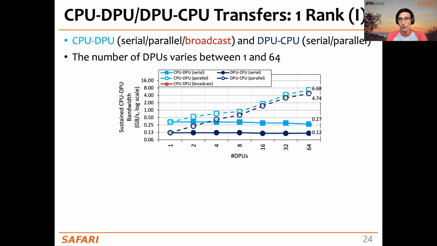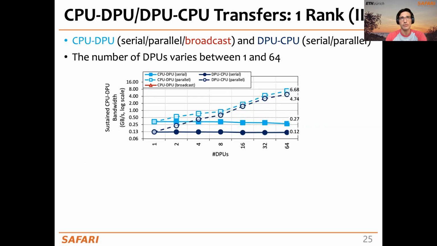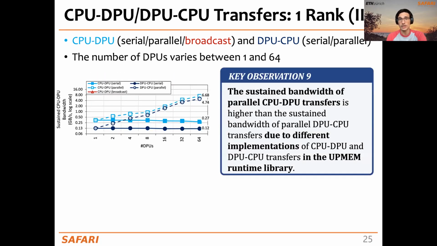However, we see that when we increase the number of DPUs in the parallel transfers, we increase the sustained bandwidth. So this sustained bandwidth of parallel CPU-DPU and DPU-CPU transfers increases with the number of DPUs inside a rank. Another observation here is that the sustained bandwidth of CPU-DPU transfers is higher than the sustained bandwidth of parallel DPU-CPU transfers. The reason is that they are implemented in different ways in the UPMEM runtime library. You can find a few more details in the paper that we wrote about the UPMEM PIM architecture.